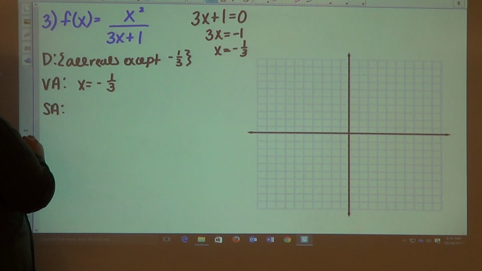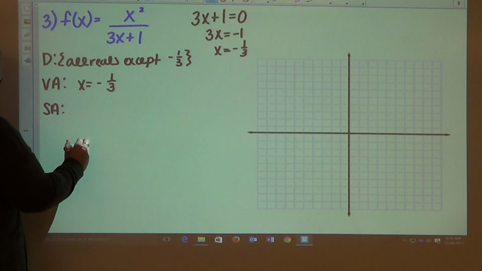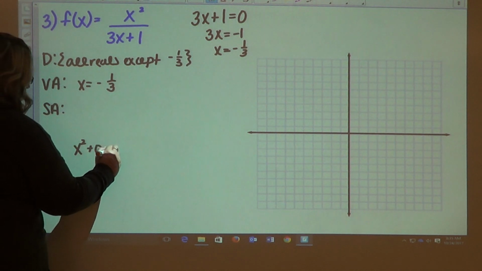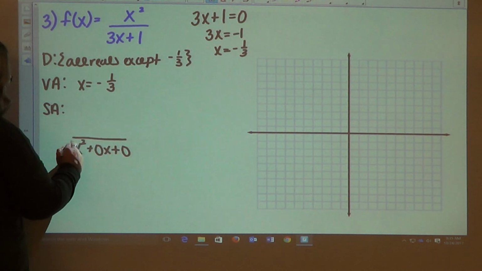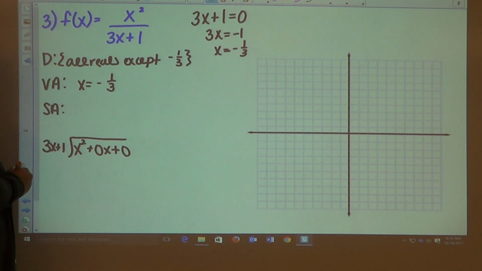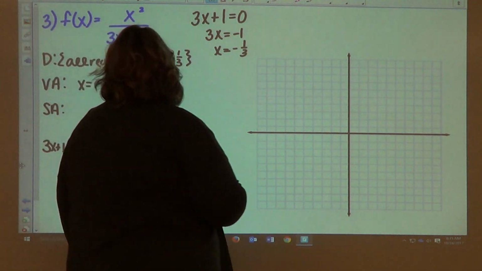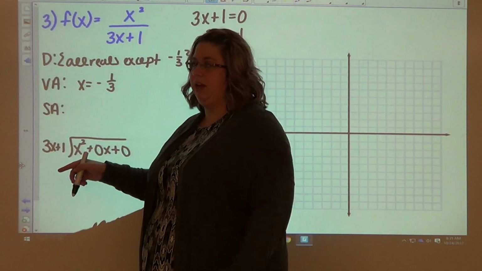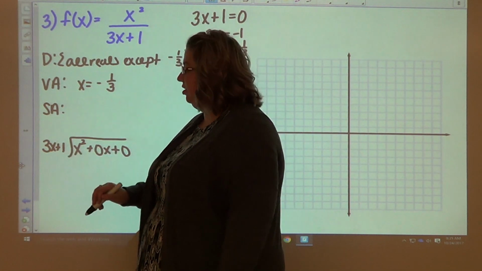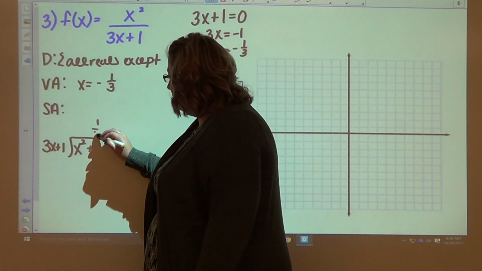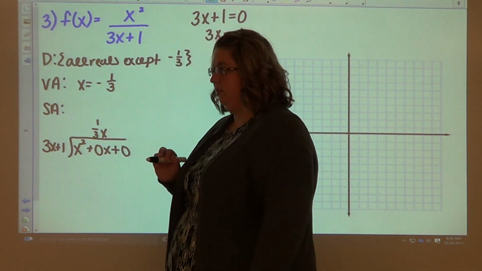I'm going to use long division. Let's do it down here. So I'd have x squared plus 0x plus 0 inside here, and I would have 3x plus 1. Okay, we're going to have to think a little bit because now we're going to have fractions. So what times 3x would give me x squared? Well, I know there's going to have to be an x. What cancels out the 3 is its reciprocal, which is 1/3. So this would be 1/3 x.